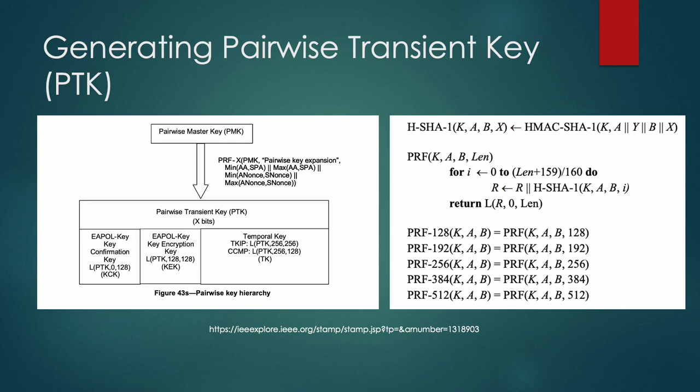To generate the pairwise transient key, a PRF or pseudo-random function is used. As you can see in the second picture, it internally concatenates HMAC SHA-1 repeatedly over a defined number of bits. The key confirmation key used in WPA2 is the first 16 bytes of the pairwise transient key.